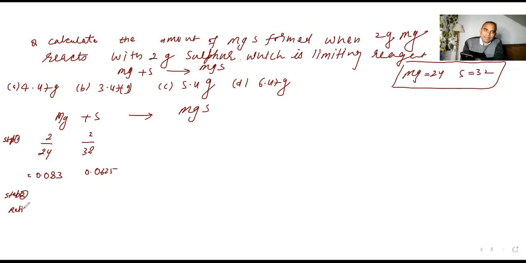Which is the limiting reagent? Sulfur. I think so, 0.083, I mean 0.10. Yes, calculate, yes. I'm guessing. Correct. Okay, super. Very good, very good. You are correct.